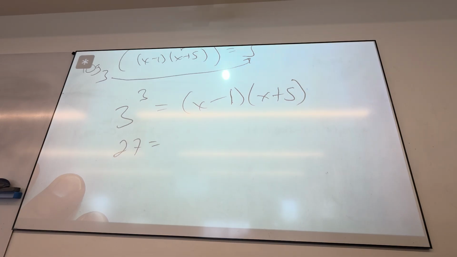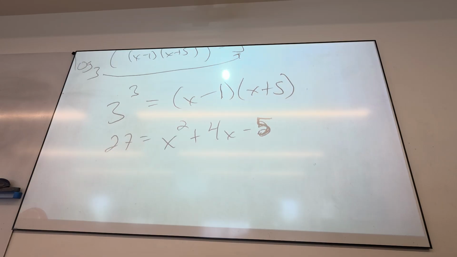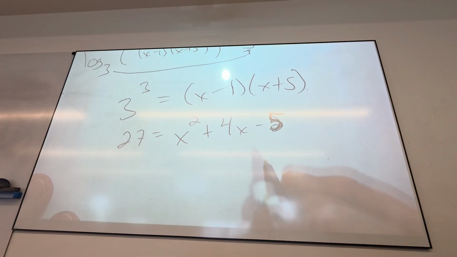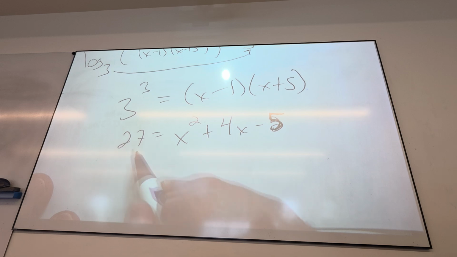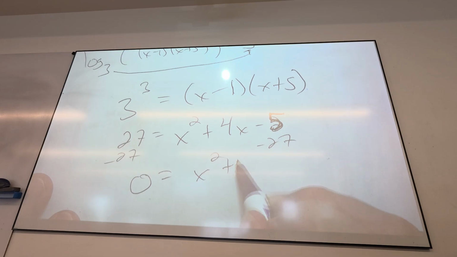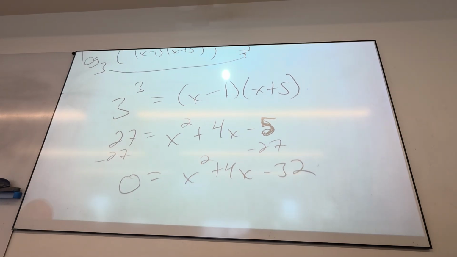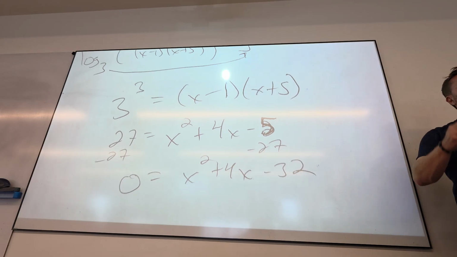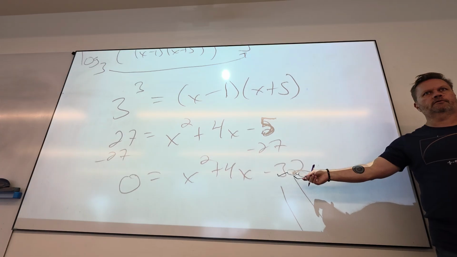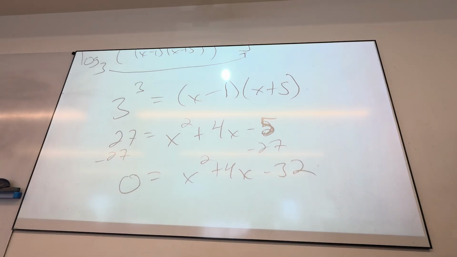So what do you guys get when you FOIL it out? Cool. And then what did we want over here? We want 0 over there. And now that we have 0 there, now it's time to do what with this? Factor, kick ass. Go for it.